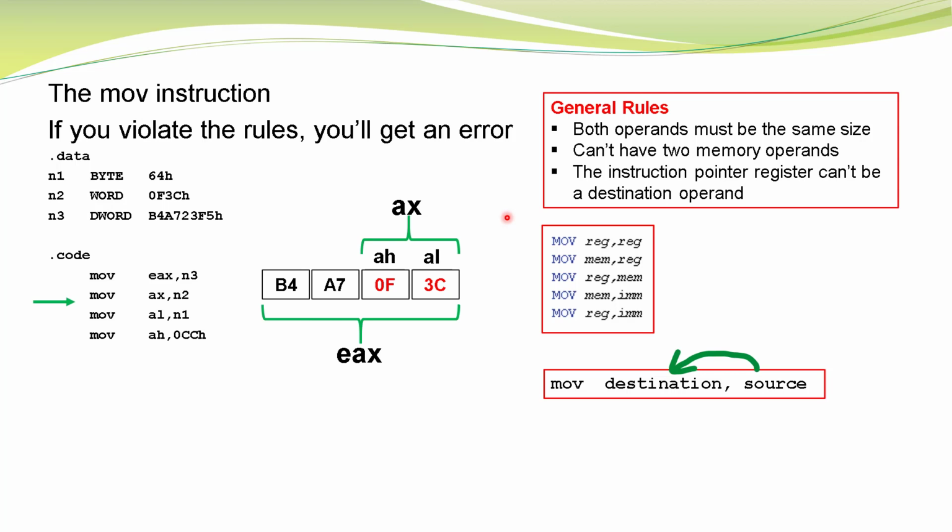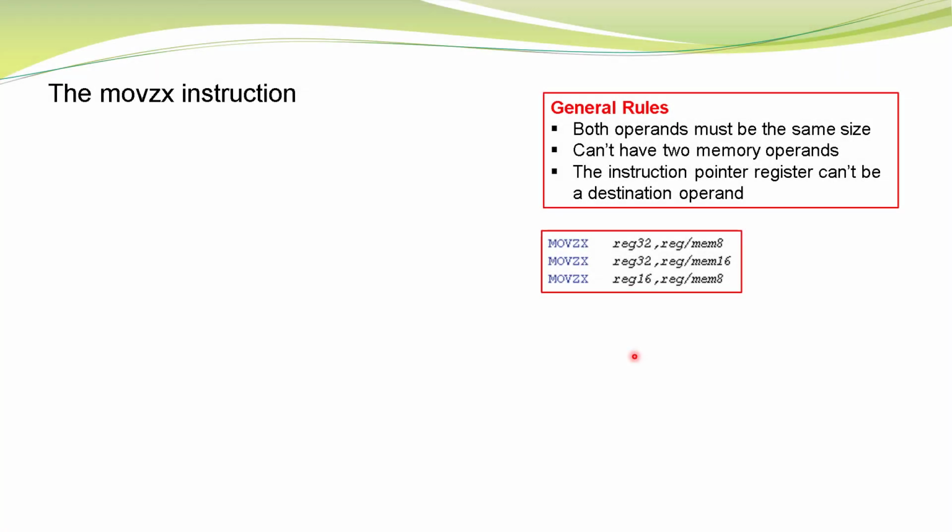So let's try and do this next thing. I want to move N1 into the AL register, and look what happens. It left this byte alone and just changed the AL register. Next thing, I'm going to load the hex value CC into the AH. Notice all it did was change the AH register. Didn't affect anything else. Now this movzx comes in really handy, and let me show you how.